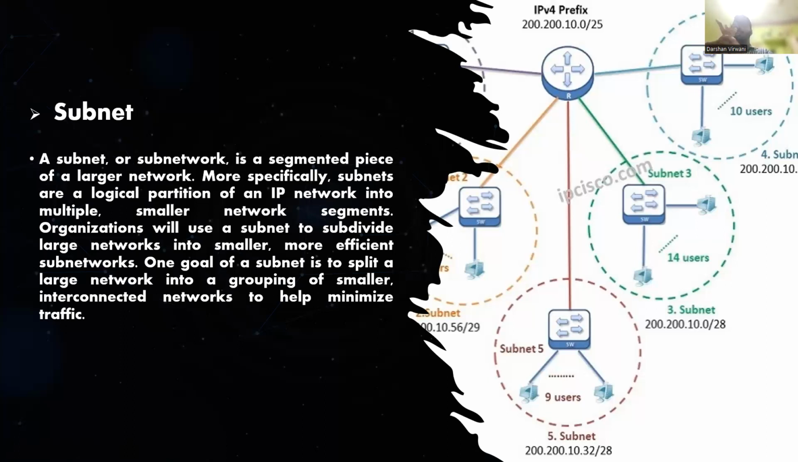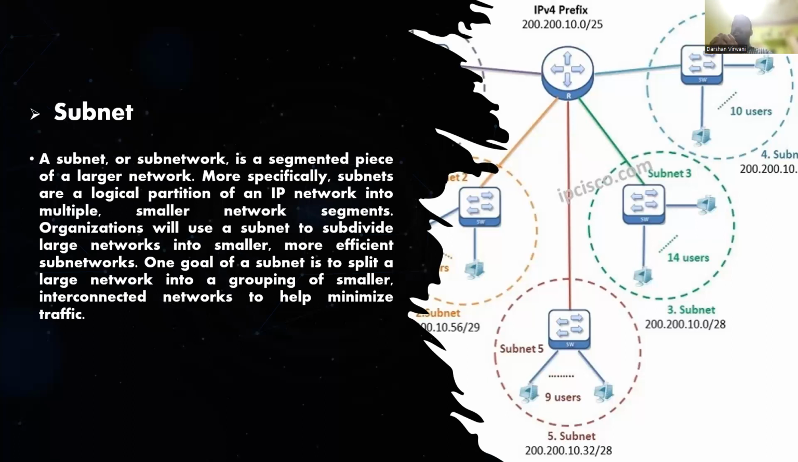More specifically, subnets are a logical partition of an IP network into multiple smaller network segments. Organizations use subnets to subdivide large networks into smaller, more efficient subnetworks. The main goal of subnetting is to split a large network into a group of networks to help minimize traffic.